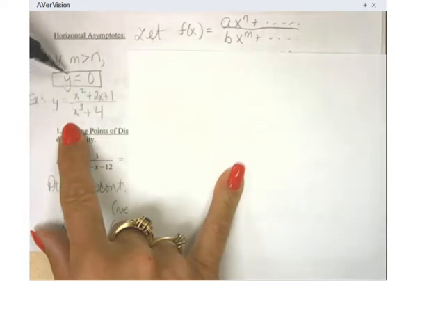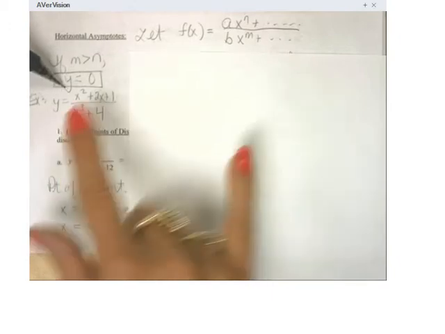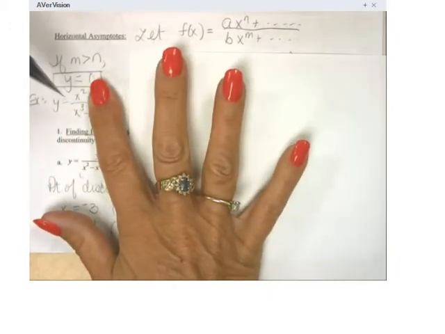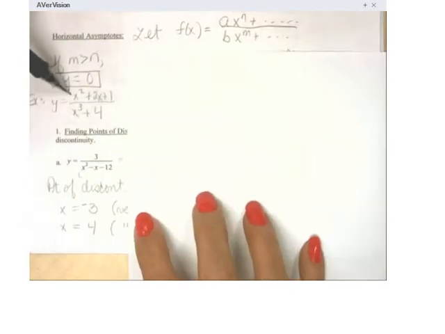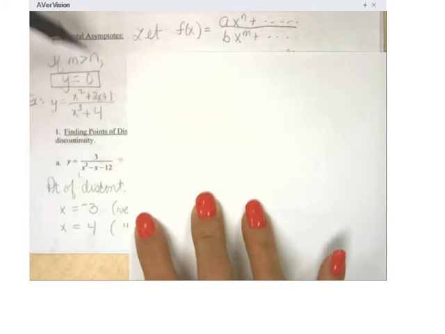For instance, here's one example. I have an x squared plus 2x plus 1 in my numerator, and an x cubed plus 4 in my denominator. When we think about horizontal asymptotes, think about what happens when x gets very, very big. And when x gets very big, these three values are not going to do that much to affect the value of the top and the bottom.